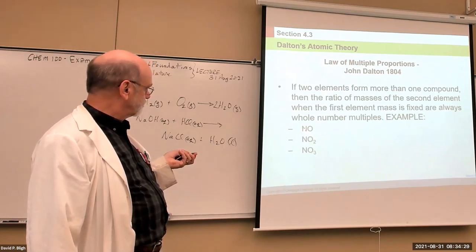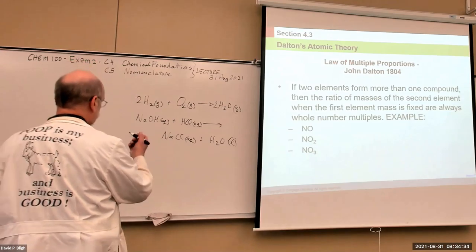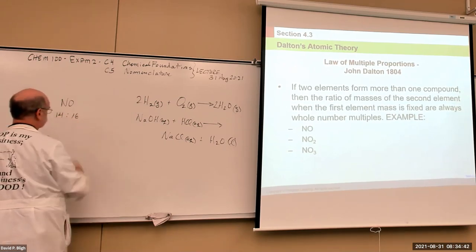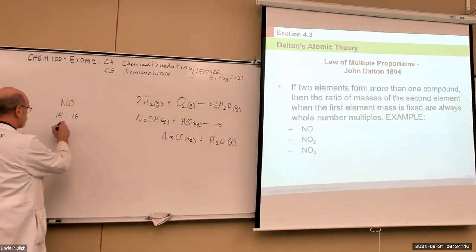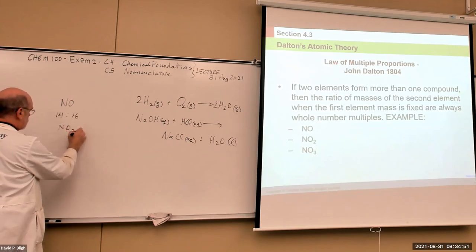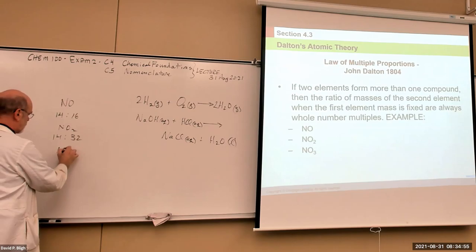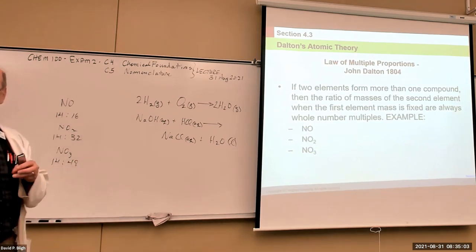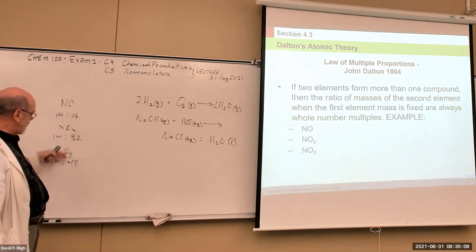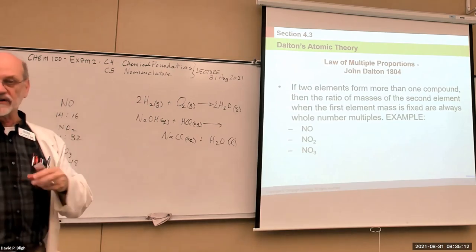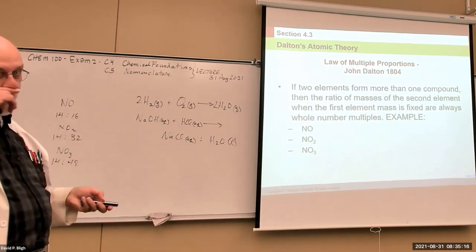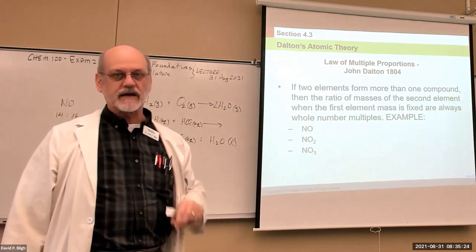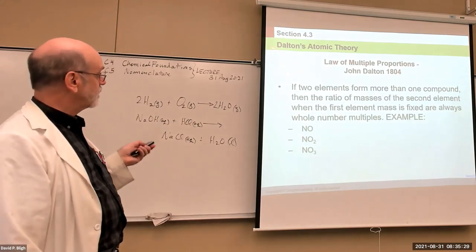So the ratio for this one would be 14 to 16, okay? And the ratio for this one would be 14 to 32. And this one would be 14 to 48. Notice that the ratios are whole numbers. If this is one, this is two times that, and this is three times that. That's what Dalton said, the law of multiple proportions. He was homing in on the fact that this is due to the ratio of number of atoms combined in that compound. And that's going to be one of his proposals in his atomic theory.